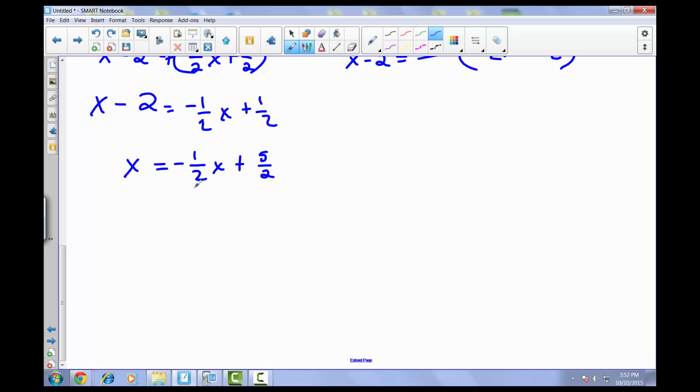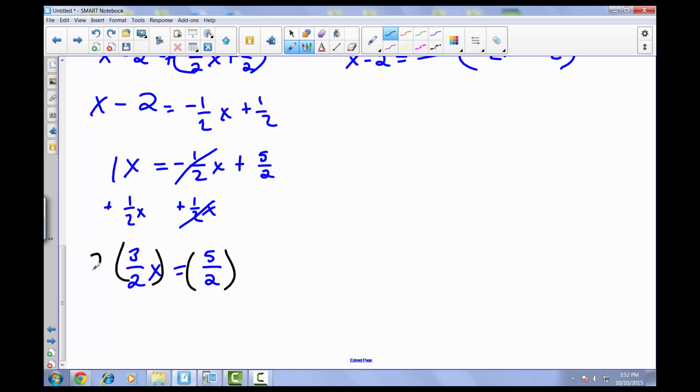So when we add a 1/2 x, over here they cancel out. X plus a 1/2 x gives us 3/2 x, or 1.5 x. And that's equal to 5/2. Multiplying both sides by 2 just to clear this fraction, we have the 2's canceling out, leaving us with our 3x is equal to, on the right side they cancel out as well, leaving us with just 5. So it looks like then x comes out to be 5/3.